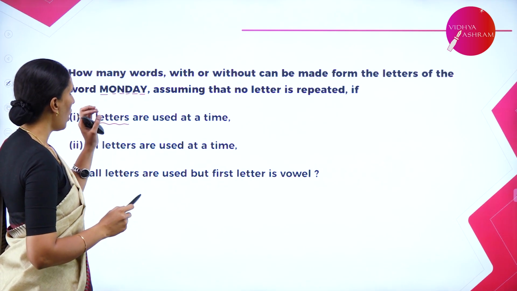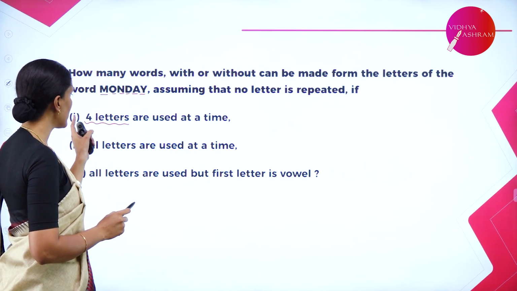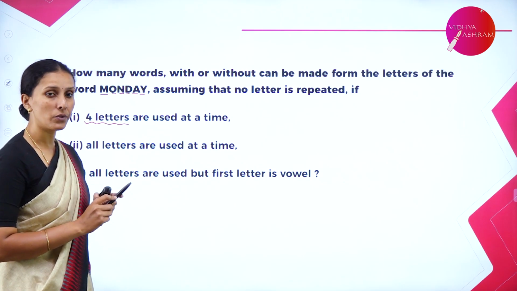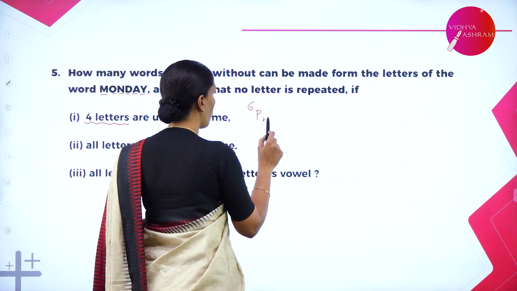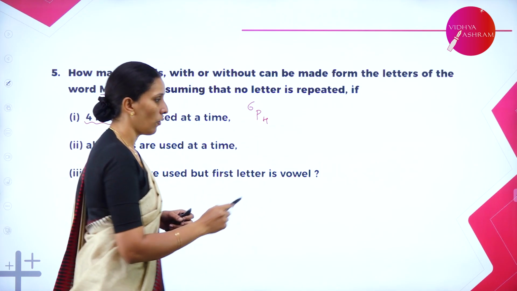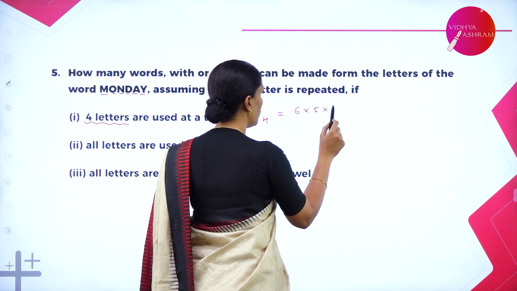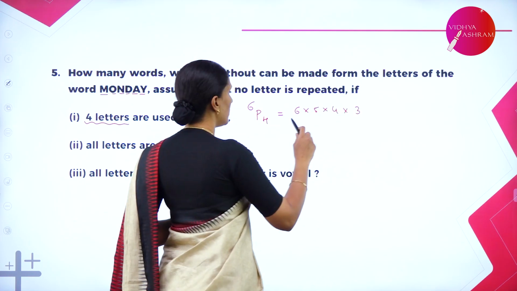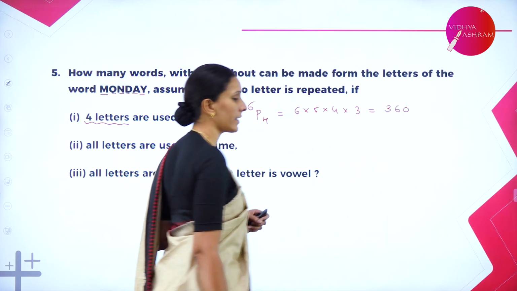So therefore, how many words can we form out of 6 letters when only 4 letters are used at a time? That can be represented in the form of 6P4. Here 6P4 can be written as 6 into 5 into 4 into 3. So the total number of words we can form here is 360.